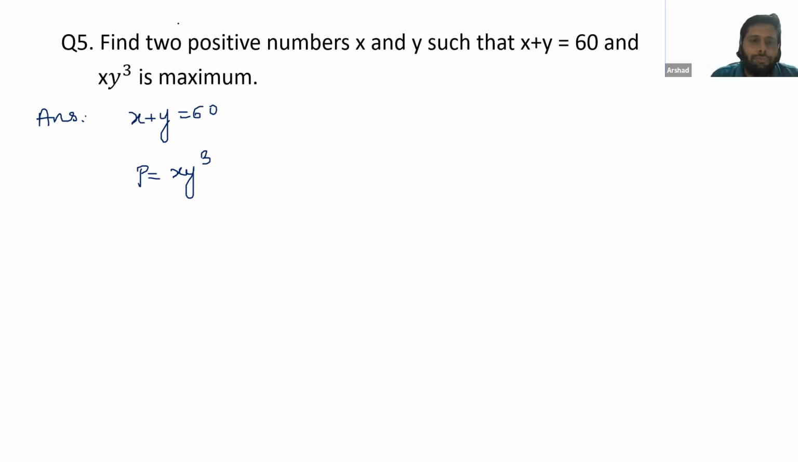Okay, Abdur. So please check here. P is equal to x y cube. So we can reduce this expression into a single variable, in terms of x or in terms of y. Abdur, can you tell me which is better, to convert this in terms of y or in terms of x?